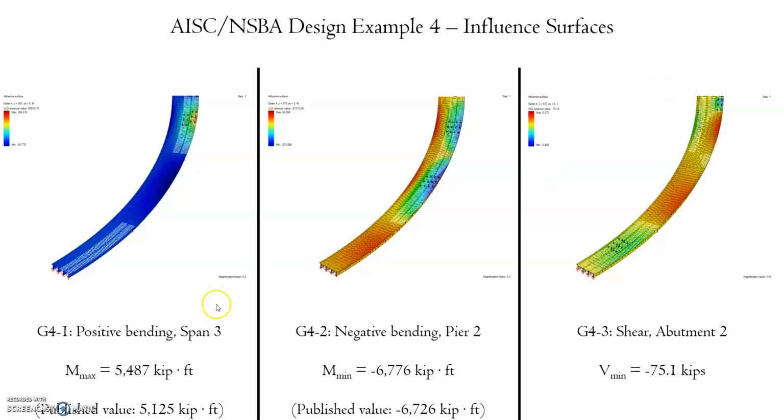Here are the results for some of the influence surfaces. So for the first limit state, this is the critical vehicle loading for positive bending at midspan of span number 3. This will be the critical loading for negative bending at pier number 2, and we can clearly see here the dual truck, there are 2 trucks per lane, which is really important. We are really following AASHTO here. And then for shear, this would be the corresponding influence surface. The values reported here are also compared to the published values in the AISC design guides.